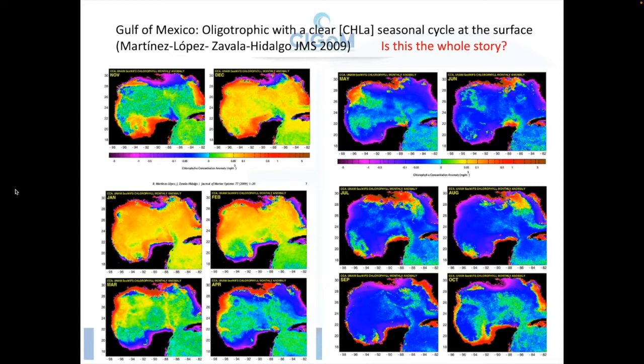But anyway, the clear seasonal signal at the surface is usually extrapolated to the deeper ocean, at least the near-surface ocean. But is this really the whole story? If you go to the next one, please.